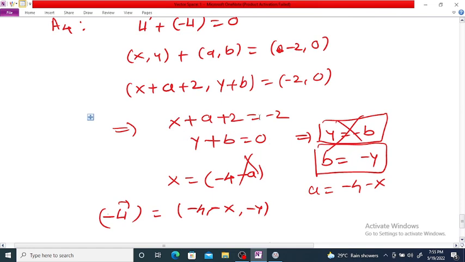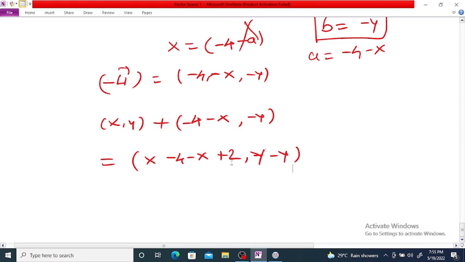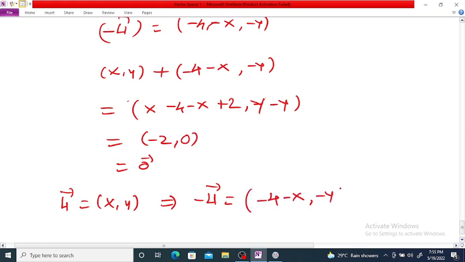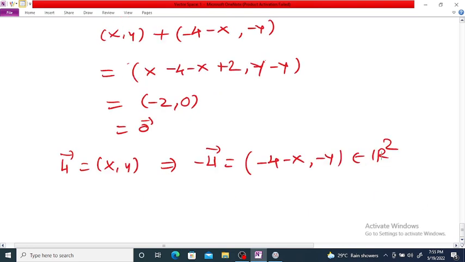Sorry, what is 0 bar here? 0 bar is equal to minus 2, 0, correct. So we get minus 2, 0, which is equal to 0 bar. And therefore, if u bar is equal to xy, then minus u bar is equal to minus 4 minus x and minus y, which also lies in R square, and therefore A4 also holds.